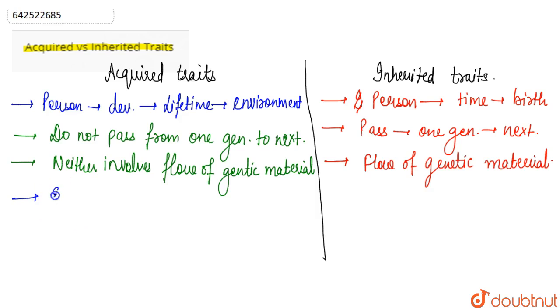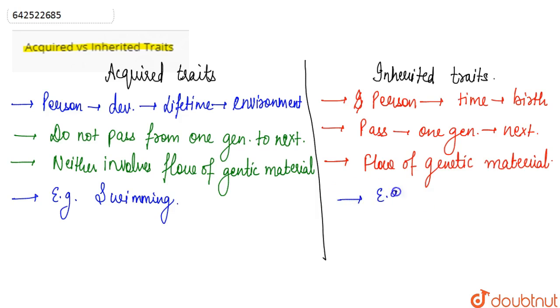One example is swimming. Supposedly, if parents know how to swim, that is a trait they have acquired in their lifetime. But it is not that the progeny will also know how to swim. If the progeny is able to swim, the progeny will acquire this trait during his lifetime. So this is an example of an acquired trait.